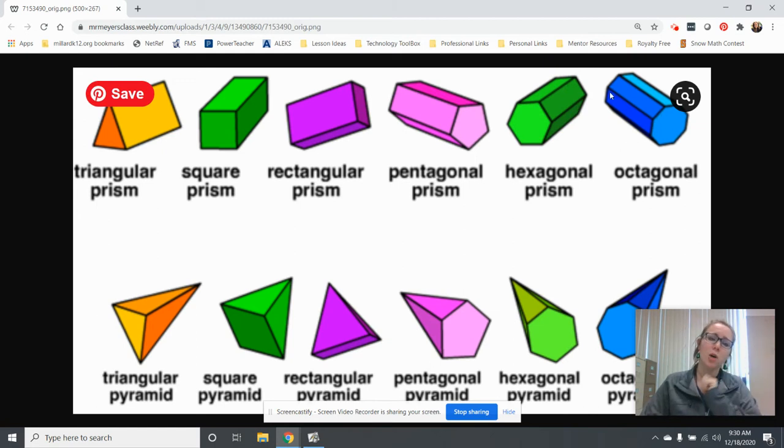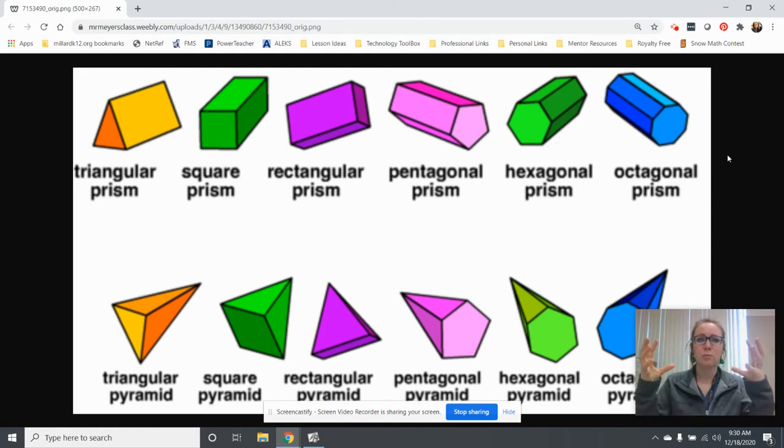Okay? So a prism has two parallel bases connected by sides, and those sides are made out of rectangles. And you can see, right, here's the side of a rectangle, all of that stuff. They all make rectangles. Then underneath here, we have pyramids.